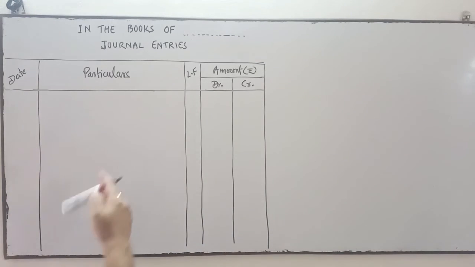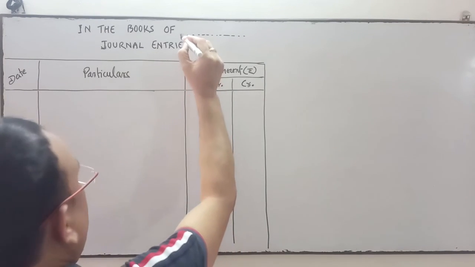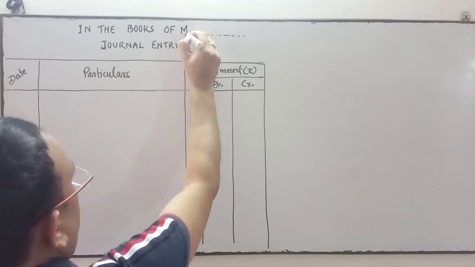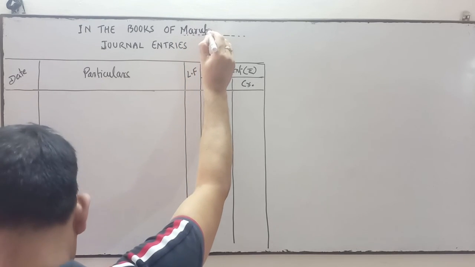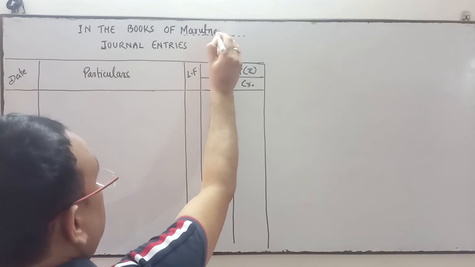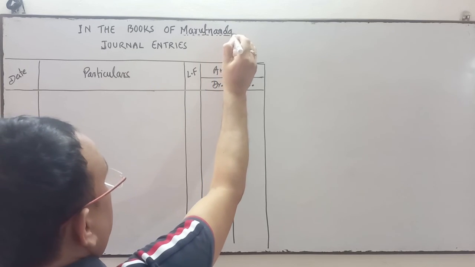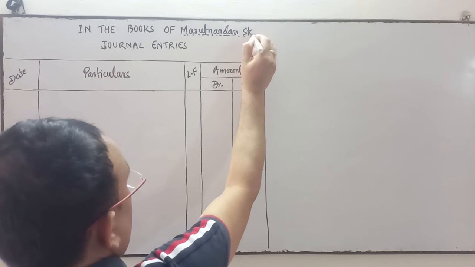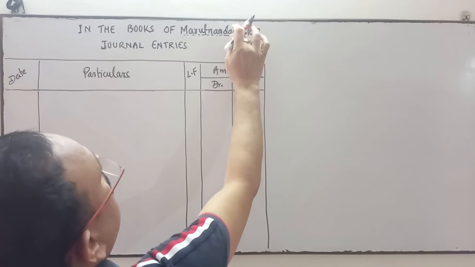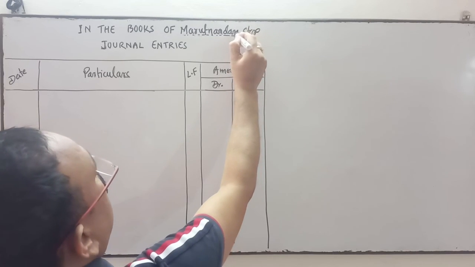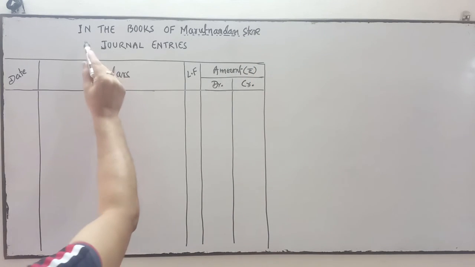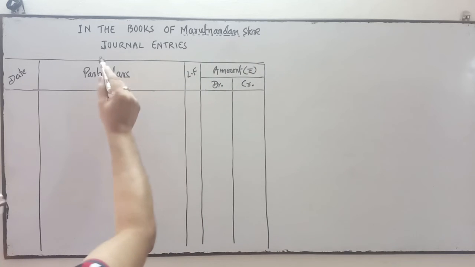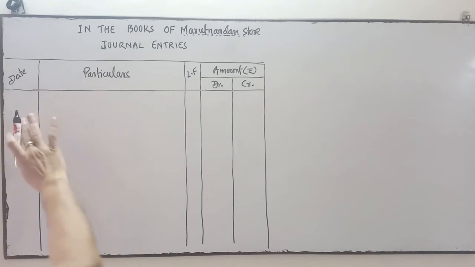The name of the firm is Maruti Nandan Store. So we have to write the name in the books of Maruti Nandan Store, journal entry, and this is the format.